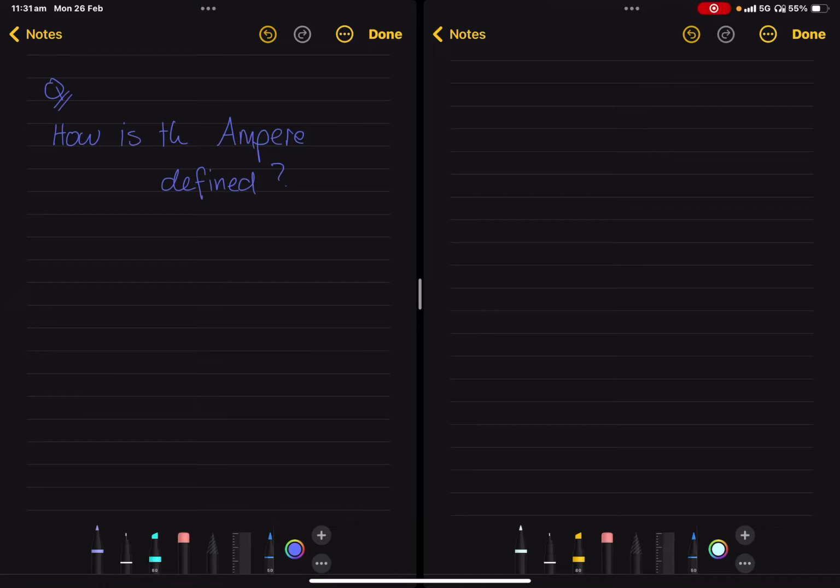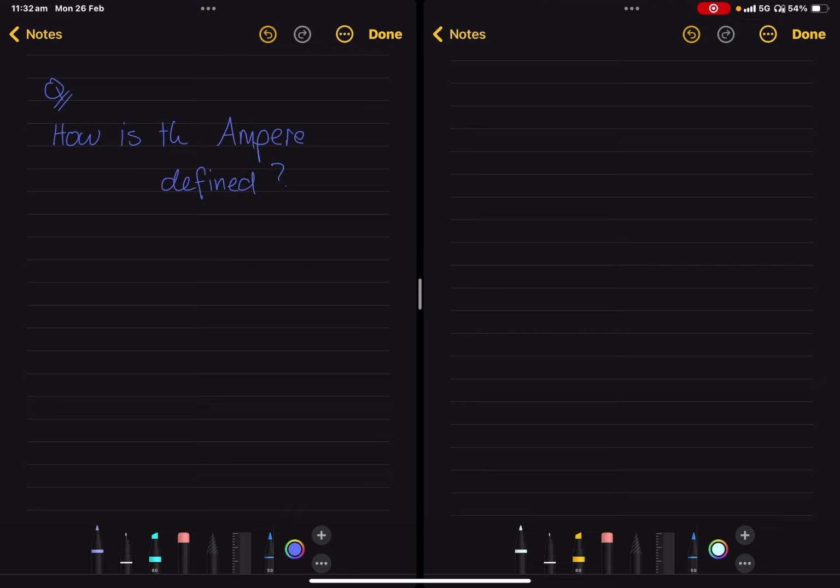Okay, so let's take a look at another question from the topic of electromagnetism. Here we are asked, how is the ampere defined? So this question is about the definition of the electrical unit, the ampere. Well, we actually have a very specific definition. This is the 1946 definition, or a slight variant of it.